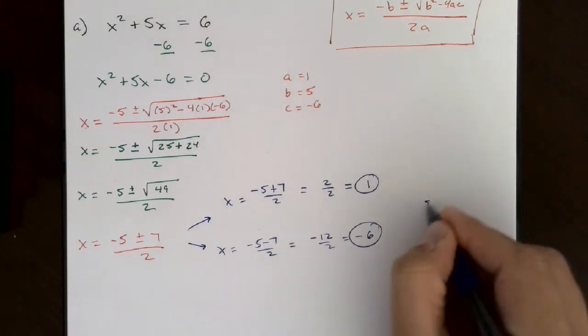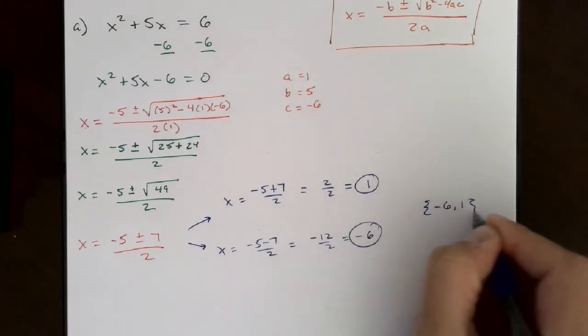And we have two answers, right? The two answers are negative 6 and 1. I'm writing it in the solution set here.